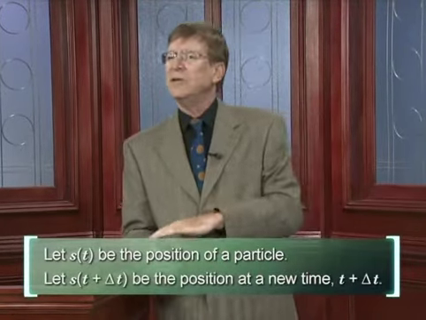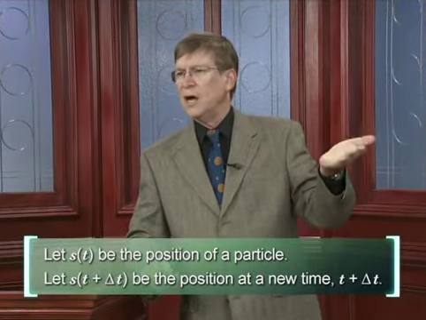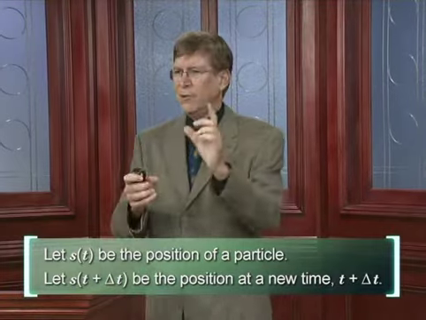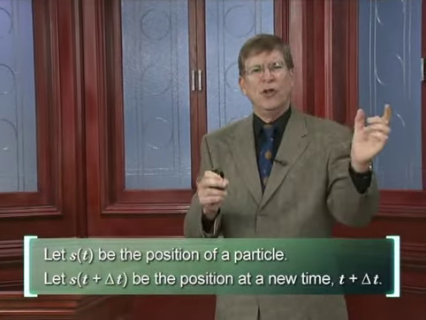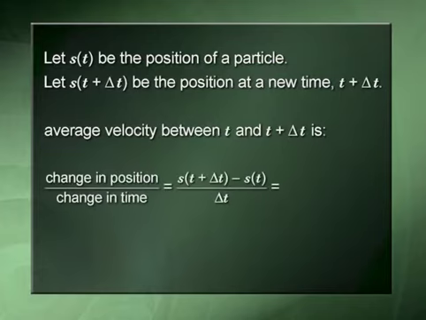And s of t plus delta t would be the position at a new time, say time t plus delta t. Remember, delta t will usually be a small number. The average velocity between times t and t plus delta t would be the difference in the position, so it would be s of t plus delta t minus s of t, all divided by delta t. In other words, it's the change in position over the change in time.